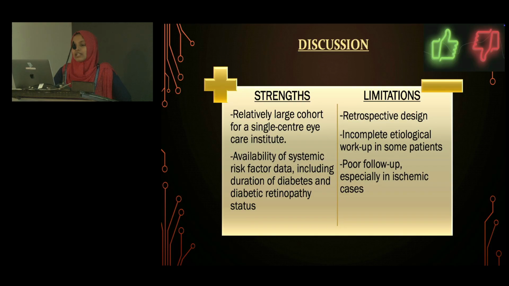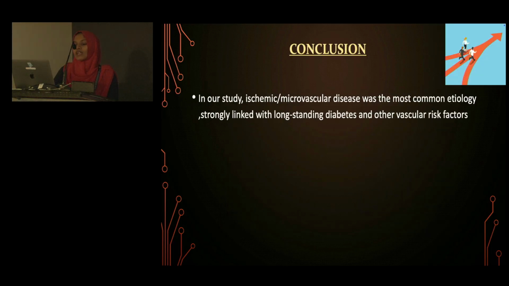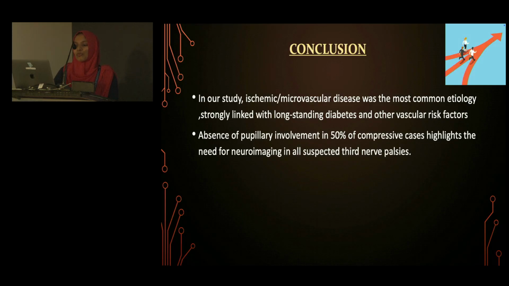Strengths of our study include a relatively large cohort for a single center eye care institute and availability of systemic risk factor data, including duration of diabetes and DR status. The limitations are retrospective design, incomplete etiological workup, and poor follow-up. So we concluded that ischemic or microvascular disease was the most common etiology, strongly linked with long-standing diabetes and other vascular risk factors. The absence of pupillary involvement in 50% of compressive cases highlights the need for neuroimaging in all suspected third nerve palsies. Relatively favorable recovery was noted in the ischemic group.